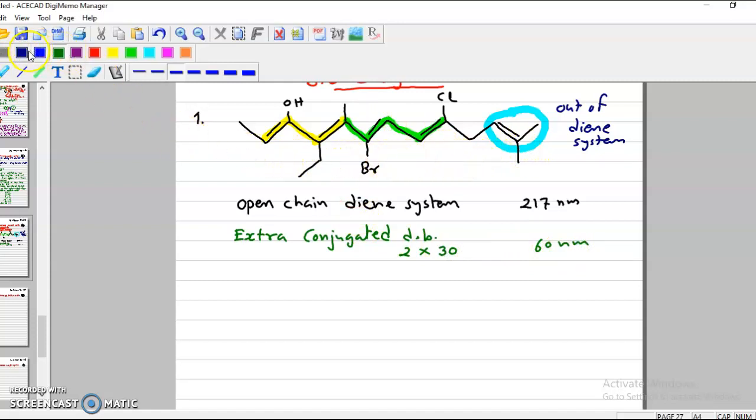Now, is there any exocyclic double bond in the system? That we have to see, if there is any exocyclic double bond present. There is no exocyclic double bond because there is no ring. So for that we will add 0. Okay, next is substitution.